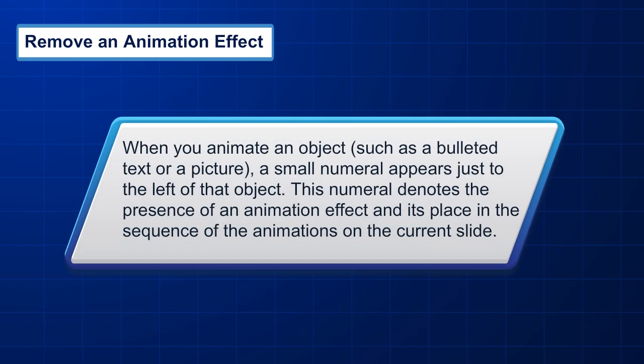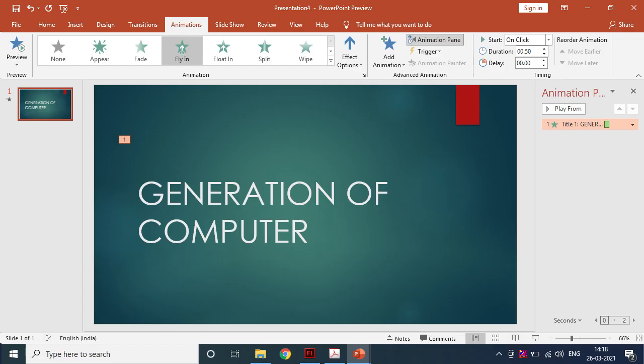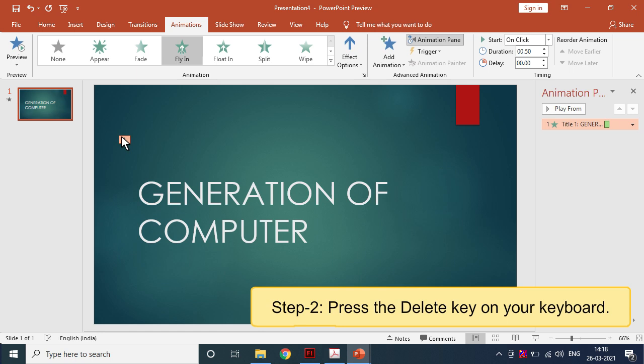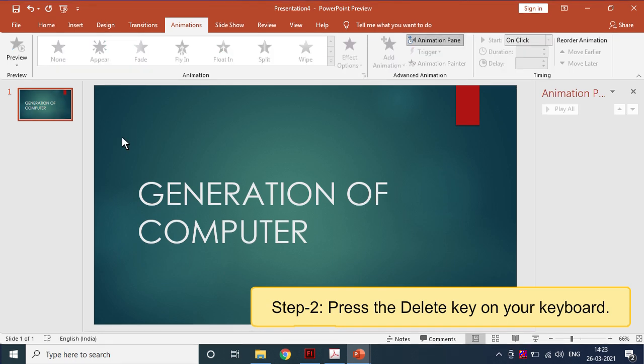When you animate an object, such as a bulleted text or a picture, a small numeral appears just to the left of that object. This numeral denotes the presence of an animation effect and its place in the sequence of the animations on the current slide. To remove an animation, step 1, select the numeral of the animation that you want to remove. Step 2, press the Delete key on your keyboard.